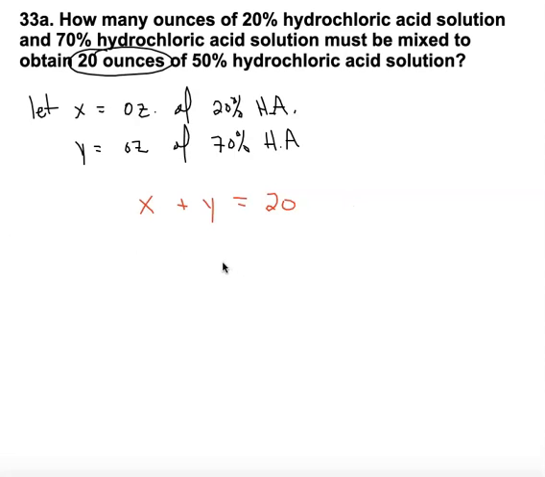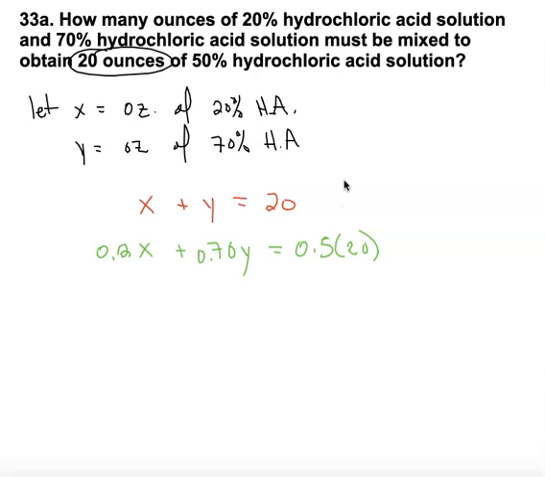The next part is a little tricky, okay? I want to get a 50% solution. So what I'm going to do here is take the 20% solution times X ounces, plus the 70% solution, converting those into decimals, times that many ounces, will give me the 50% solution times 20 ounces. All right, so the 20% solution times X ounces, the 70% solution times Y ounces will give me 50% of the solution at 20 ounces.